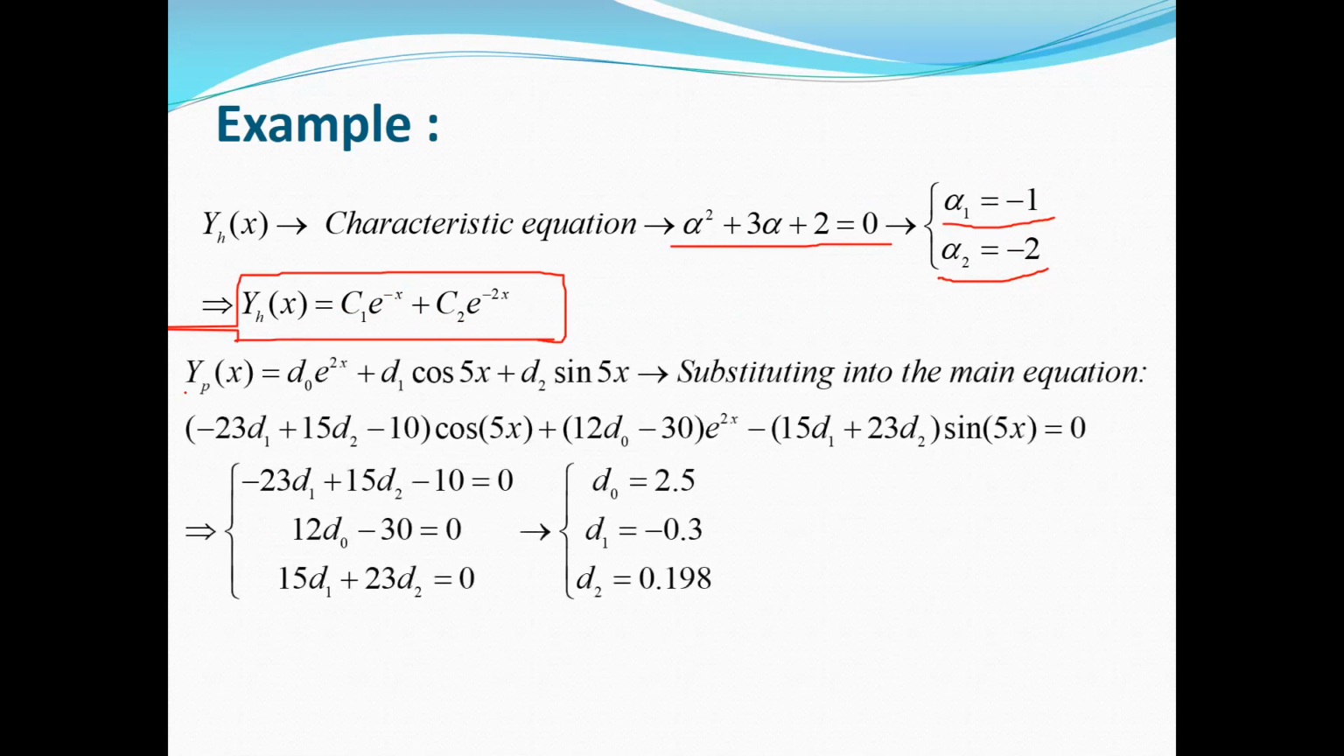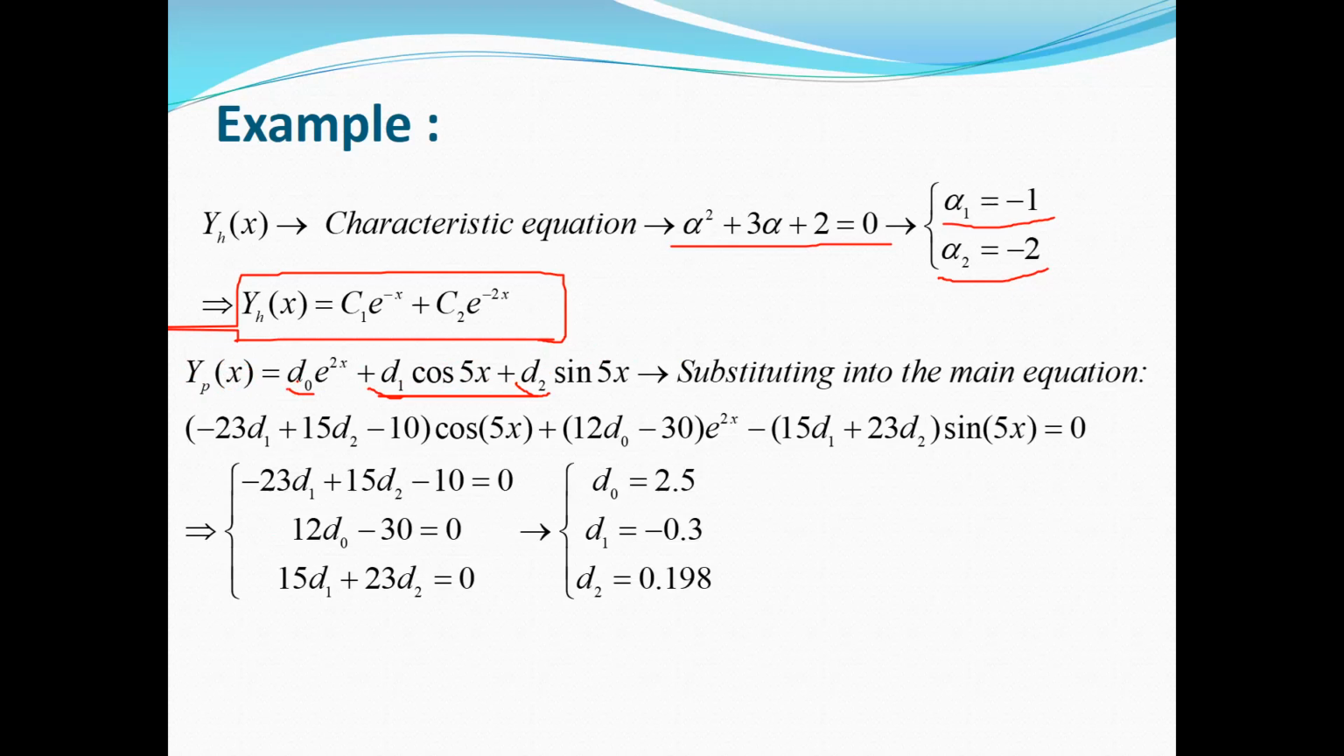To obtain the particular solution, we need to substitute into the main equation. You can see we have three unknowns, d0, d1, and d2. You need to substitute into the main equation, simplify, and solve these equations to obtain d0, d1, and d2. If you substitute this particular solution into the main equation, we need to obtain the second derivative of the particular response with respect to x.